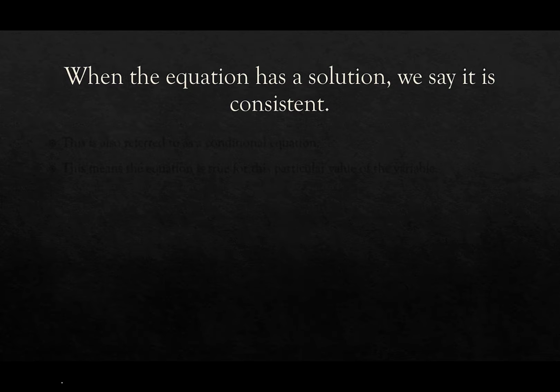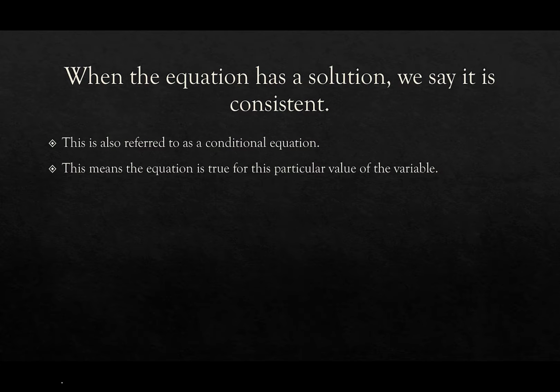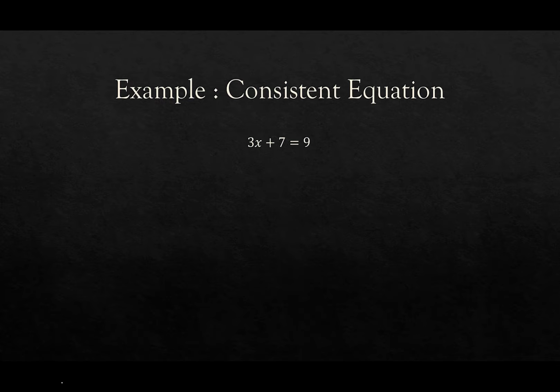When the equation has a solution, we say it is consistent. This is also called a conditional equation. This means the equation is true for this particular value of the variable. So our condition for the equation to work is that we use this value. So let's take an example of a consistent equation.